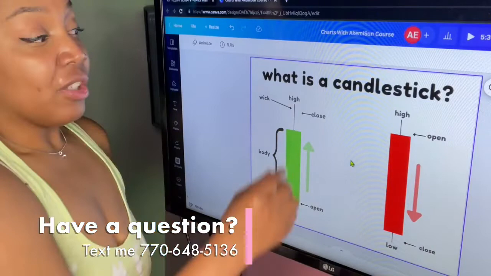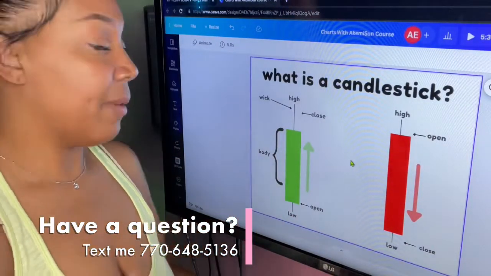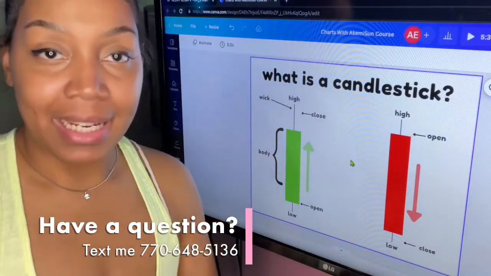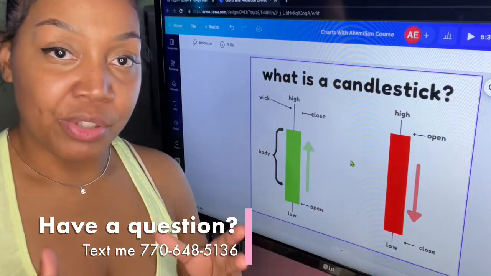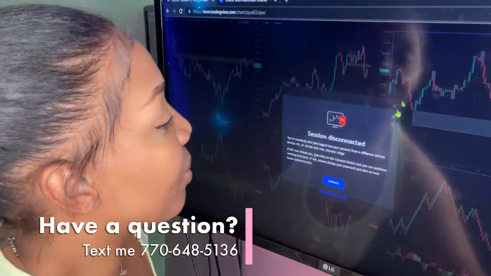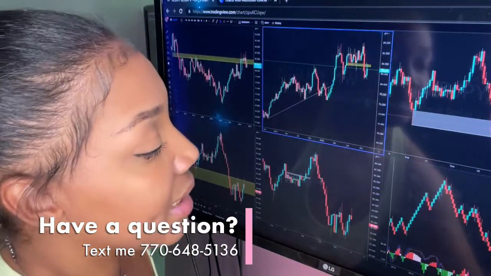So there are different types of time frames when it comes to a candlestick. You have the 1 minute, the 5 minute, the 4 hour, the daily, the weekly, whatever time frame you choose to use. So let me go ahead and show you guys a chart. I can just show you guys something really quick.